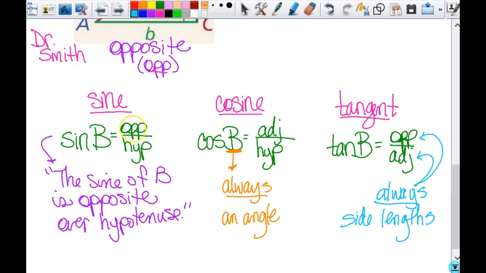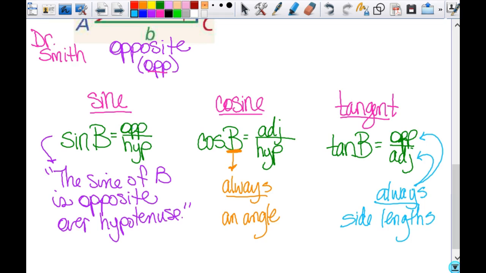And you wouldn't have an angle measure in the fraction over here. So sine, cosine, or tangent of an angle is equal to the opposite over the hypotenuse, or adjacent over hypotenuse. It's side length over side length. Okay, everybody good so far?